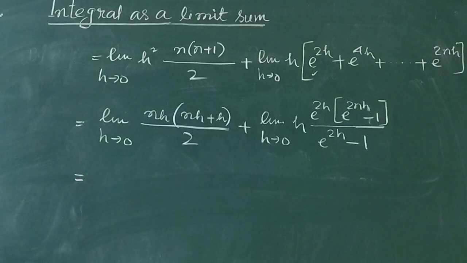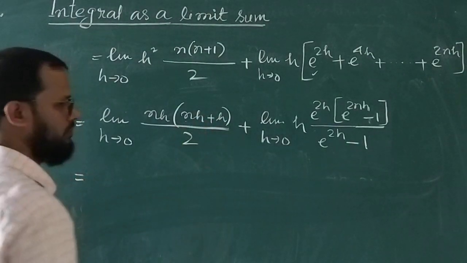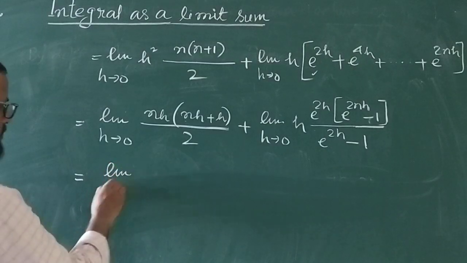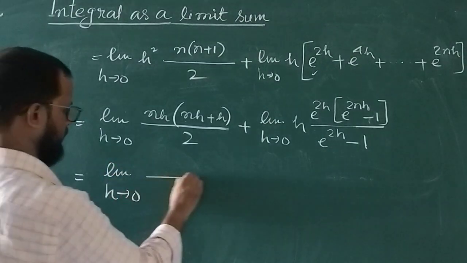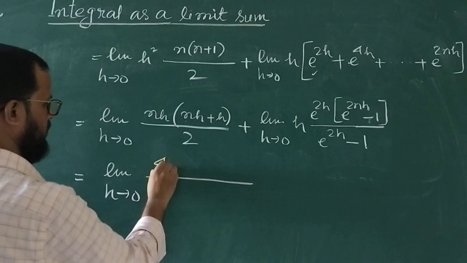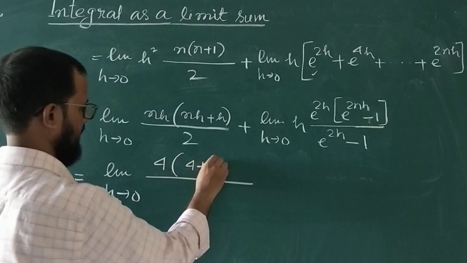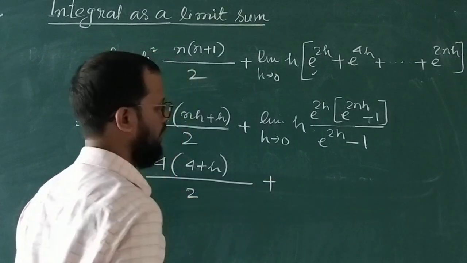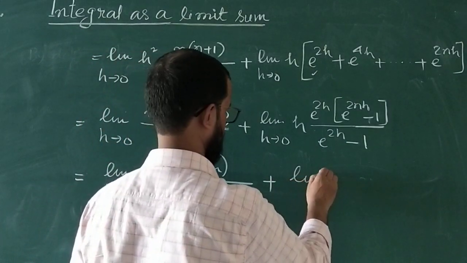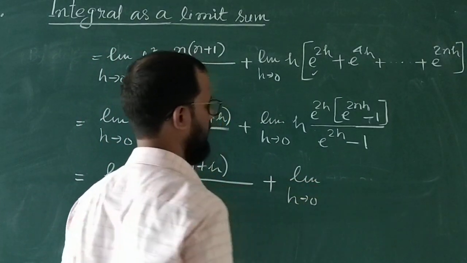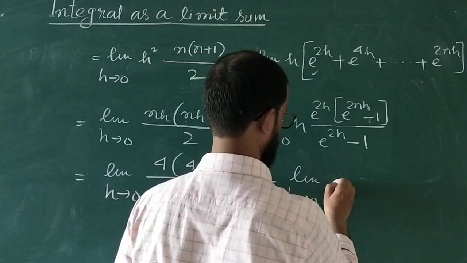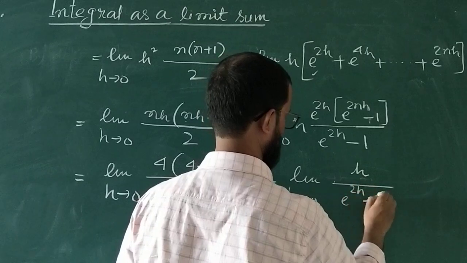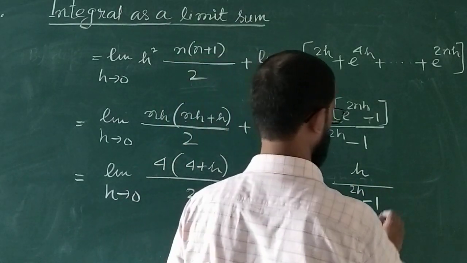Now replace the value of nh. What is nh? nh is equal to 4 minus 0. You got 4, right? So limit h tends to 0, nh is equal to 4. Then it is 4 plus h divided by 2, and that one is limit h tends to 0. What we will do? We will write h by e to the power 2h minus 1 as one limit.